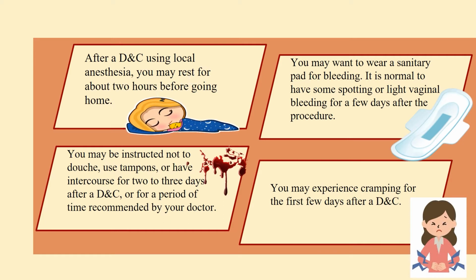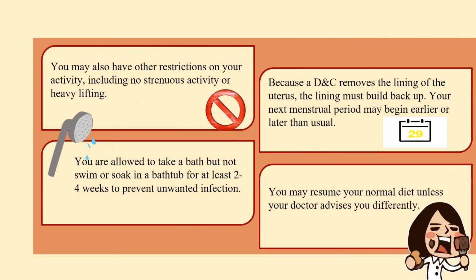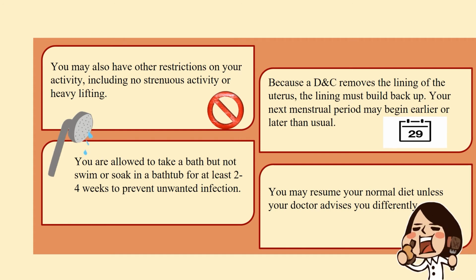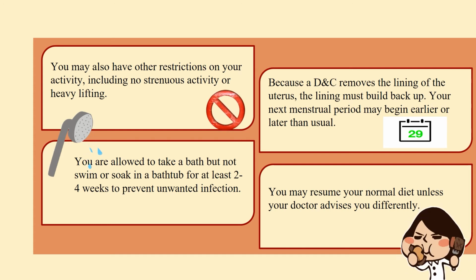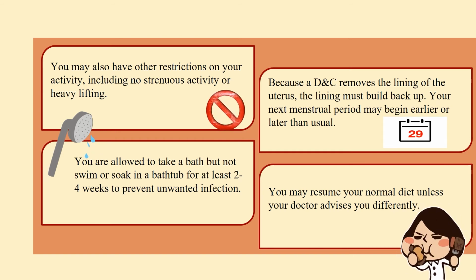You may experience cramping for the first few days after a D&C. You may be instructed not to douche, use tampons, or have intercourse for 2 to 3 days after a D&C, or for a period of time recommended by your doctor. You may also have other restrictions on your activity, including no strenuous activity or heavy lifting. Because a D&C removes the lining of the uterus, the lining must build back up. Your next menstrual period may begin earlier or later than usual.